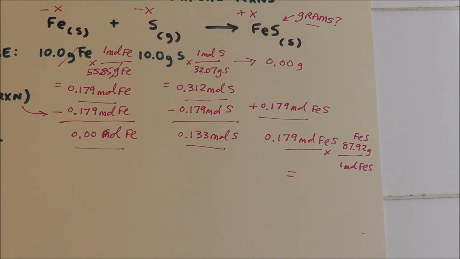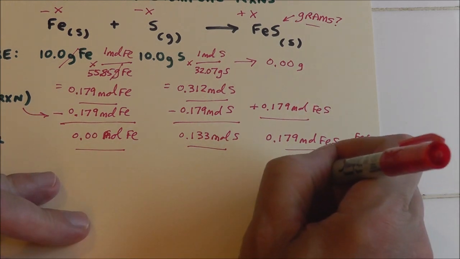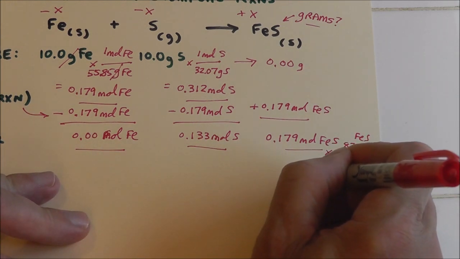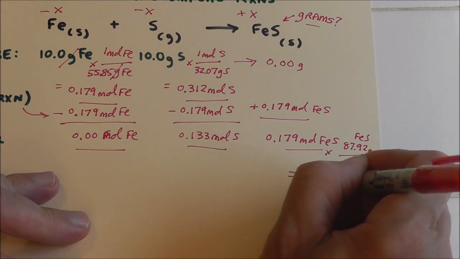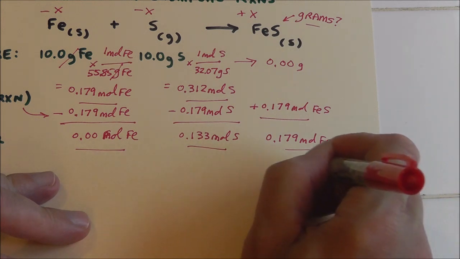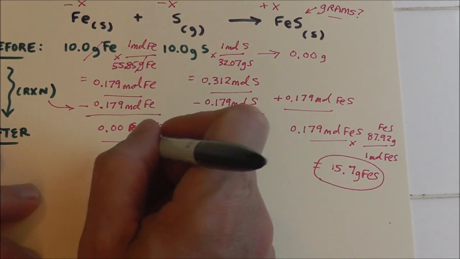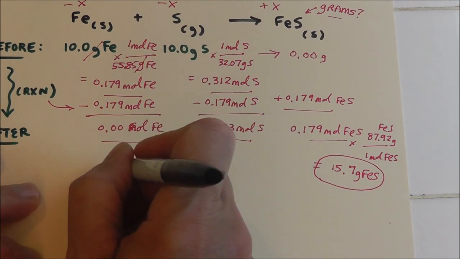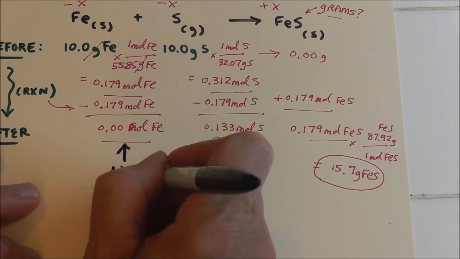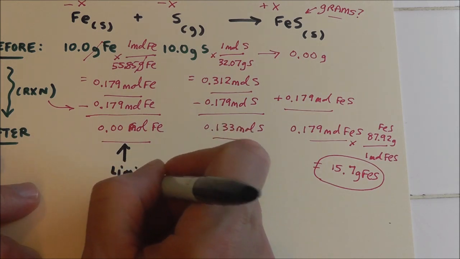Yeah, so times 0.179 and 15.7 grams of iron(II) sulfide. So see, we didn't make 20 grams because the iron ran out first, and we have names for that. And this will come back up, not in the next example, but it'll come back up again. The one that runs out, we call the limiting reactant.